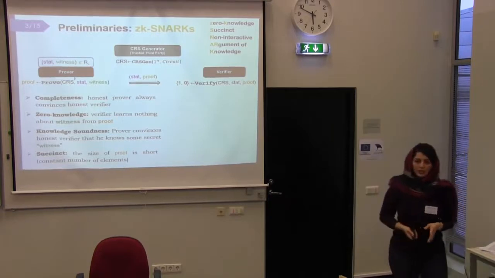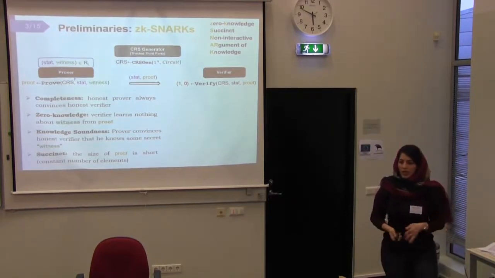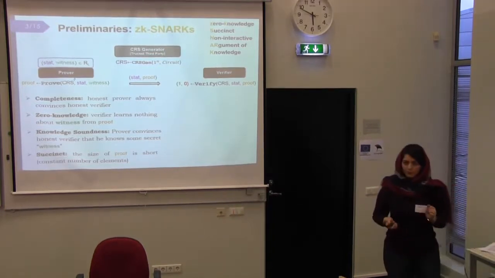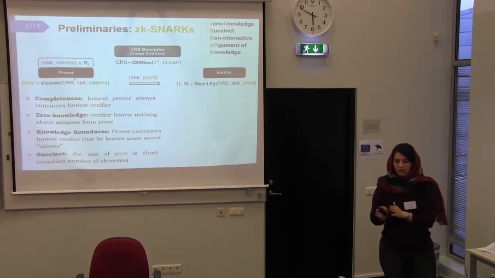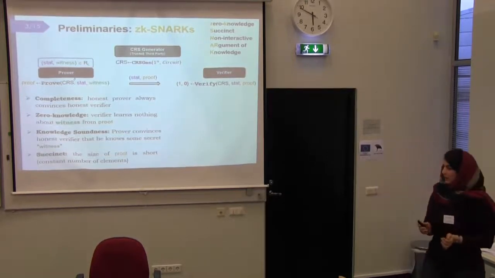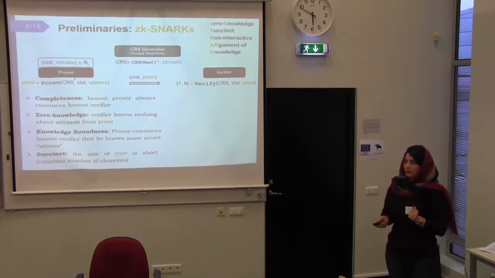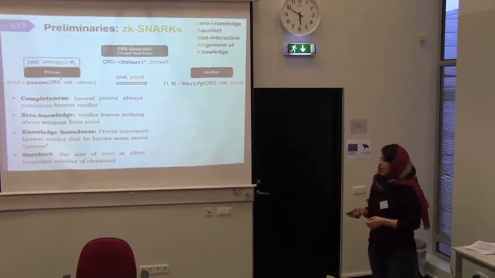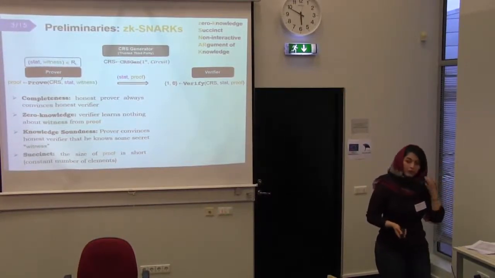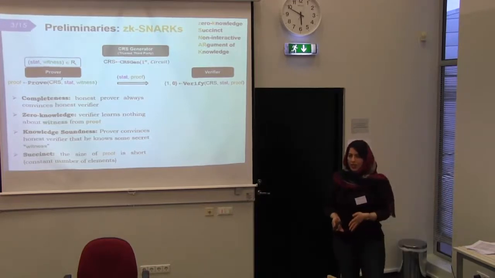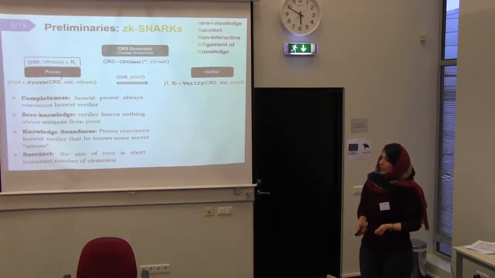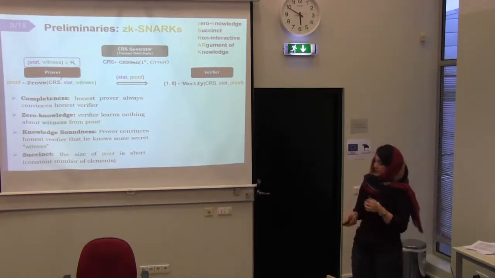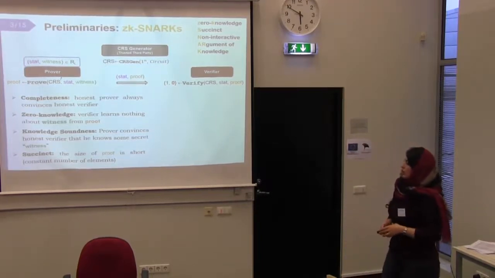The first one is completeness. It means that if both parties are honest, everything should be done correctly. Next is zero knowledge. Zero knowledge means that the honest verifier should not be able to learn anything about the witness from the proof. Knowledge soundness means that the prover should not be able to convince the honest verifier unless she knows the witness. Succinctness means the proof size is short, a constant number of elements.